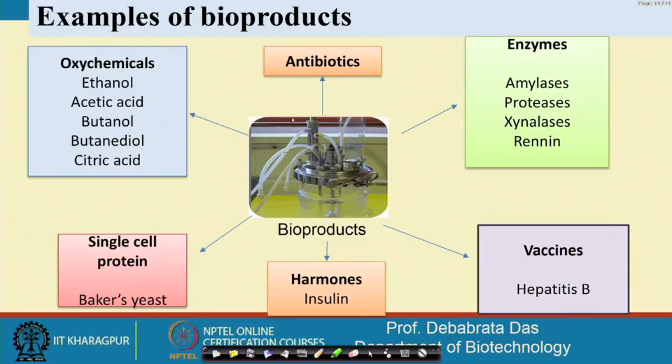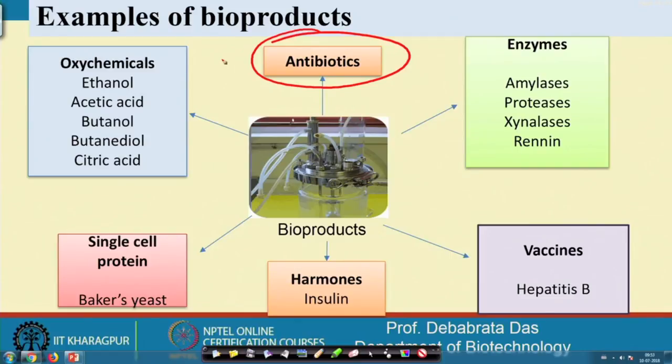Now, different examples of the bioproducts we have are these. First is the antibiotics. Due to the development of antibiotics, a lot of diseases can be cured, and I can give the example of penicillin. You know, during the Second World War a lot of soldiers had infection problems due to injury, and then due to the development of penicillin, that was rectified. Subsequently we developed a lot of other antibiotics like streptomycin, kanamycin, different types of antibiotics have come in the market to take care of different types of diseases.